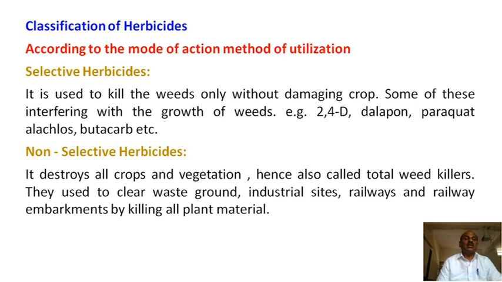Now the classification is according to the mode of action and method of utilization. Selective herbicides destroy only certain plants, while non-selective herbicides destroy everything: all crops and all vegetables are completely killed. Or some are very selective and destroy only specific plants. So you consider two types of herbicide.